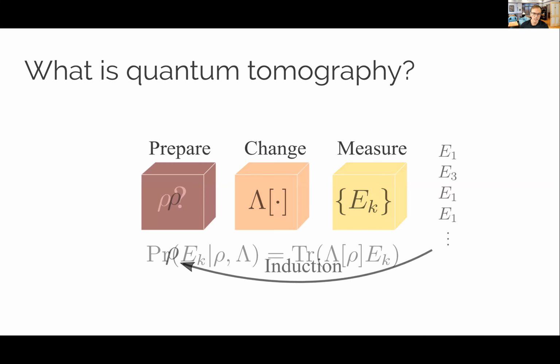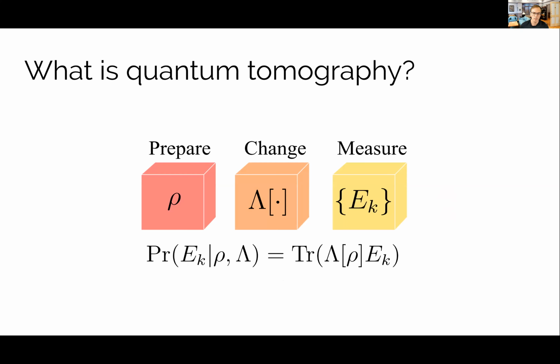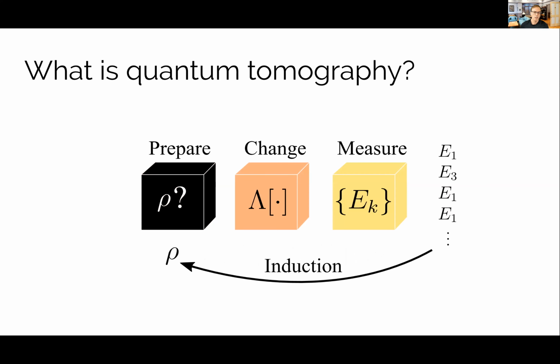So in deduction, there's a unique answer. If I know the quantum state, if I know the channel that it's going to go through, and if I know the measurement, I can put all of these things into this trace rule and do the calculation. And if I'm using a computer, then it'll give me the same answer every time, and it will be unique. There's a correct answer. Now, the inverse process is much harder because there's no unique answer.